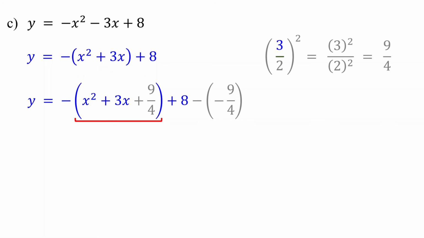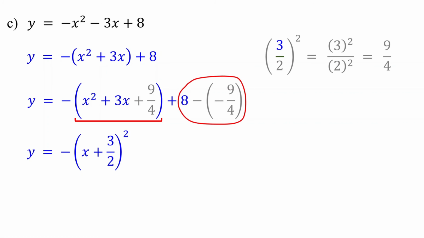Next, rewrite the perfect square trinomial as a binomial square, which will be (x plus 3/2) squared. The number in the binomial is half of the coefficient of the x term in the perfect square trinomial. Now, let's simplify this. Since negative times negative is positive, this is the same thing as 8 plus 9/4, right?